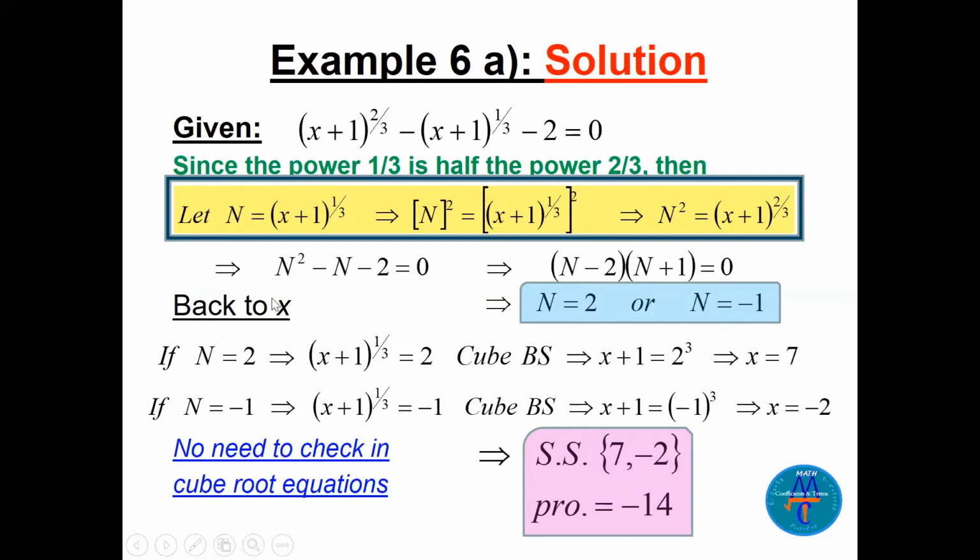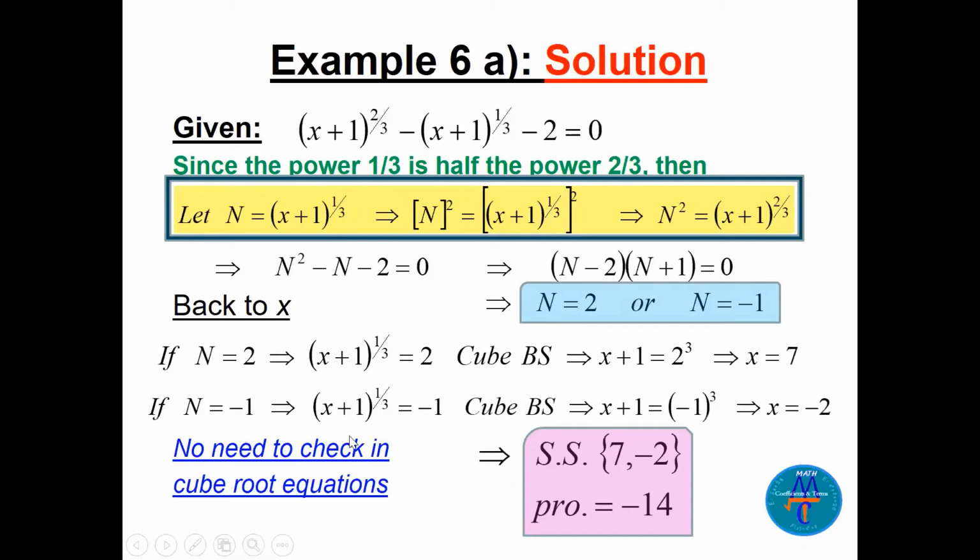Back to x. Remember, back to x. Each time, we put n equals 2, we know this is the let. So (x plus 1) to the power 1 over 3 is equal to 2 one time, and equal to minus 1 the other time. Now we have power 1 over 3, so we cube both sides. So x plus 1 is equal to 2 cubed. x will be 7 and minus 2. When you find the product, it's minus 14. No need to check. Why? If you change this to radicals, it will be a cube root, so the index here is odd.